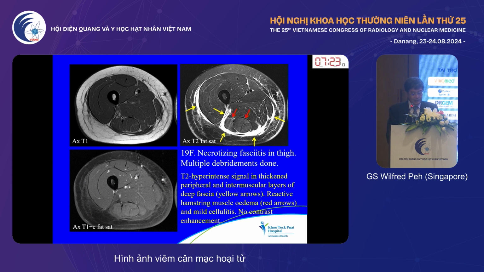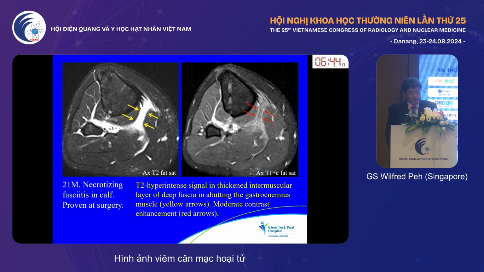So here's another patient, a young patient, a 19-year-old female. This was subsequently operated on. T1 on the left, T2 on the right, and post-contrast, bottom left corner. There's hardly anything to see on the post-contrast or the T1 weighted image, but the T2 weighted image shows a lot of fluid in the intermuscular fascia, as well as the peripheral deep fascia. So the diagnosis of necrotizing fasciitis can be made quite easily.